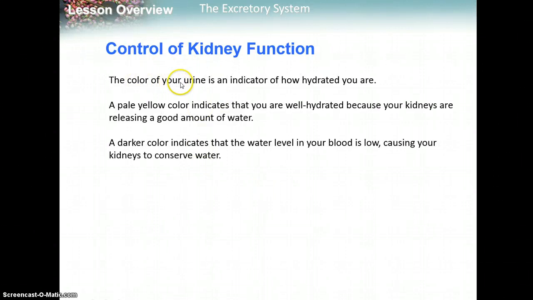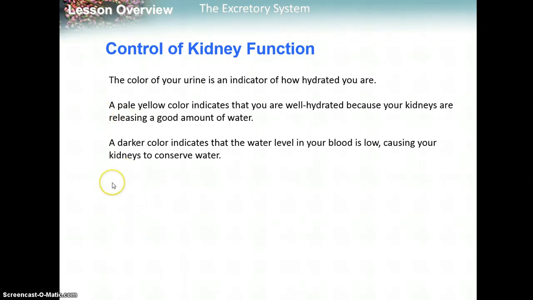The color of urine is also an indicator of how hydrated you are. You probably have seen this. If you drink a lot of water, you have very clear or pale yellow urine. It means you're well hydrated. It means you have plenty of water and you can actually urinate some excess water out.